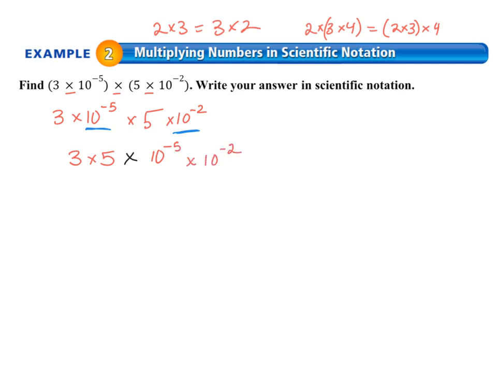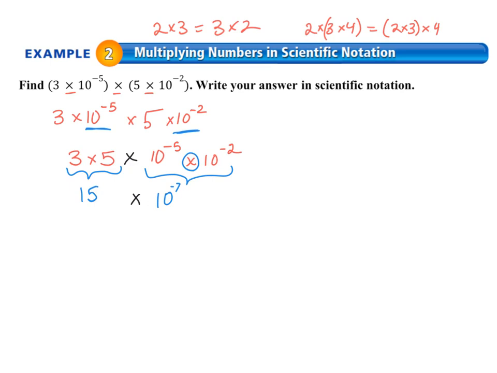And we'll work on each group here as its own thing. So 3 times 5 is 15. And 10 to the negative fifth times 10 to the negative second, it's multiplication. So we add those exponents. So it becomes 10 to the negative 5 plus negative 2, or 10 to the negative 7. And sometimes in these problems, that's it, you're done.